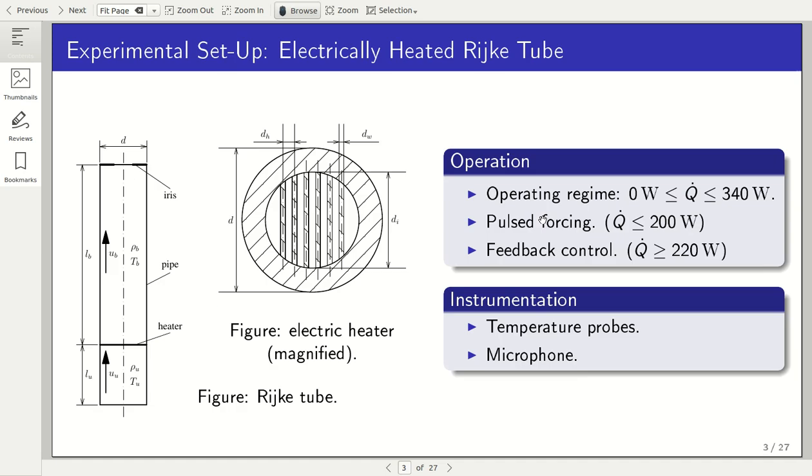So the experimental system we're looking at is the probably well-known vertical Rijke tube. We have an electric heater on the inside, and we can operate it at different voltages, and in our case between 0 watts and 340 watts of electric power. The system experiences a subcritical bifurcation at around 200 watts. Below 200 watts it's stable, and above 200 watts it's thermoacoustically unstable.